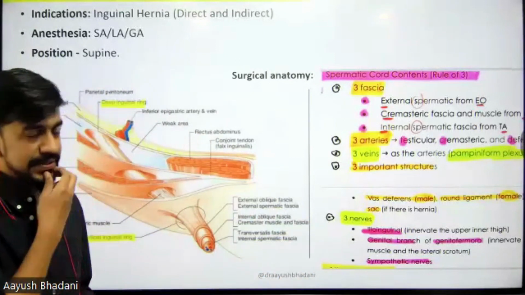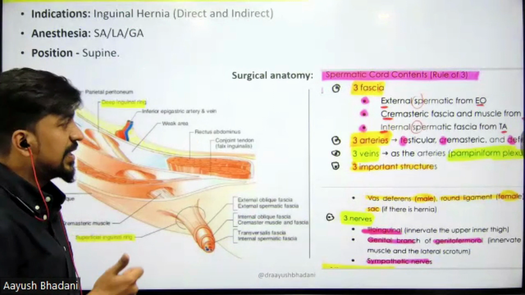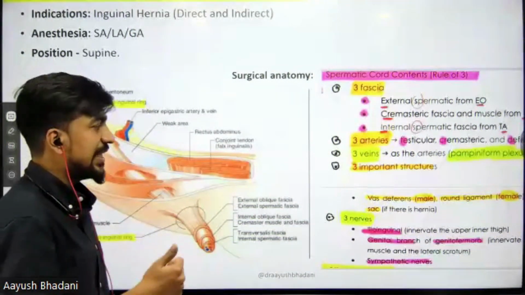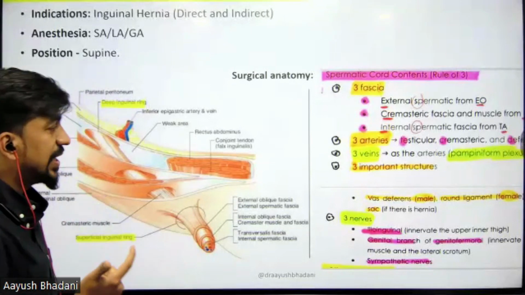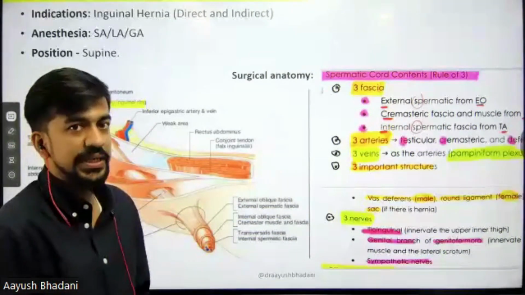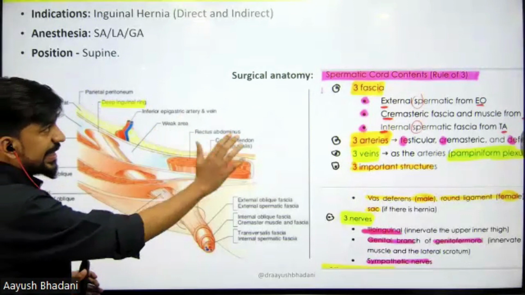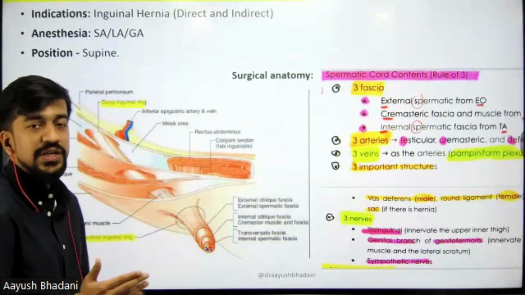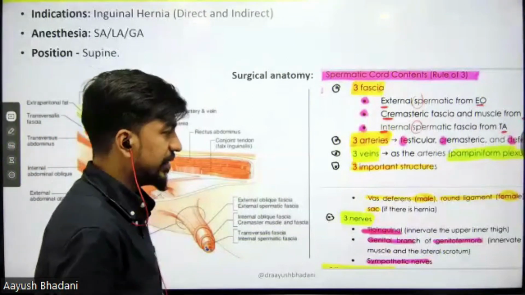And 3 important structures. In males, it's the vas deferens. In females, it's the round ligament. 3 important nerves: the ilioinguinal, the genital branch of the genitofemoral, and a few sympathetic nerves. I would like you to remember this rule of 3 for spermatic cord contents because it even comes for your final exam theory.